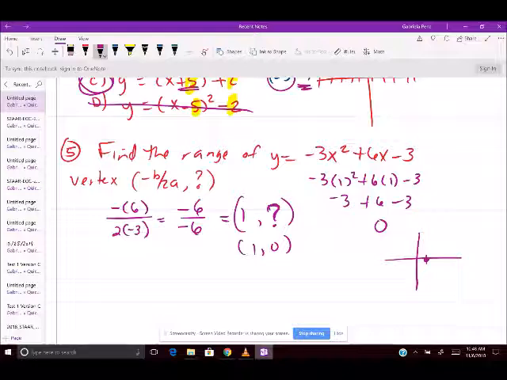Which way would this graph open? Up or down? This is a number that determines if it opens up or down. So it has to open which way? Down, because it has a negative 3.